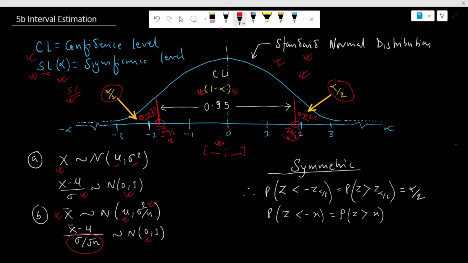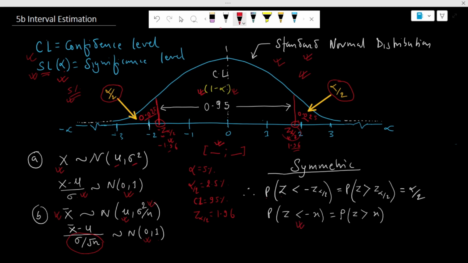Z alpha by 2 and minus z alpha by 2 are the critical scores. For example, for a two-tailed test, if our alpha is 5%, then alpha by 2 is equal to 2.5%, and the confidence level is 95%. And what is our z-score? Z alpha by 2 is equal to 1.96. So here it is minus 1.96, and here it will be plus 1.96, and the probability of z being greater than 1.96 is equal to 2.5%, and the probability of z being less than minus 1.96 is equal to 2.5%.